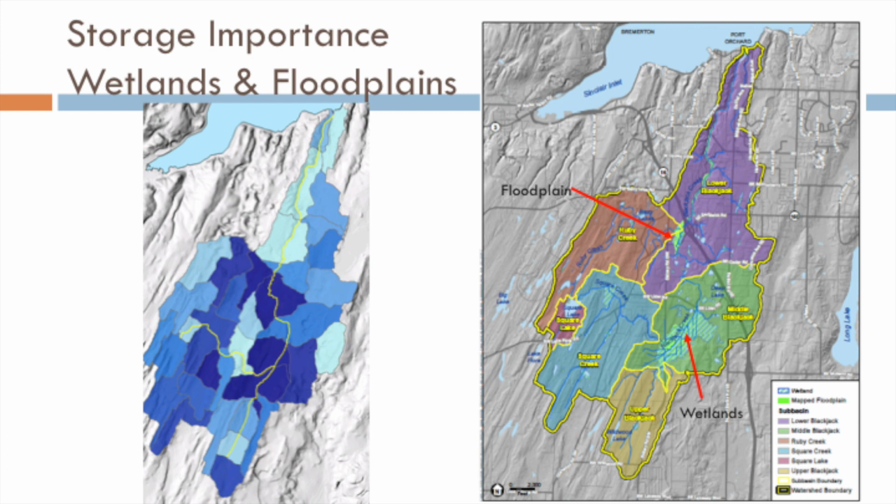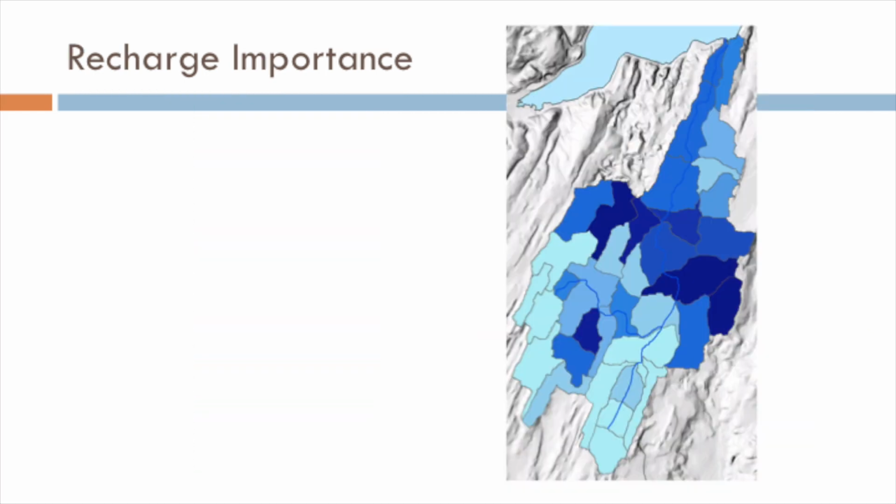And again, I'm sorry this resolution's not great, but this is giving you the basin names: Ruby, Square Creek, I think this is the Square Creek area, and upper basins. All right, so then we have recharge. Again, the darker blue are the recharge areas within the basin that are most significant. The lighter blue are the least. So that's another thing to work into your analysis.